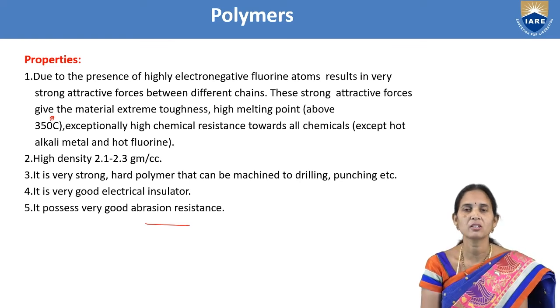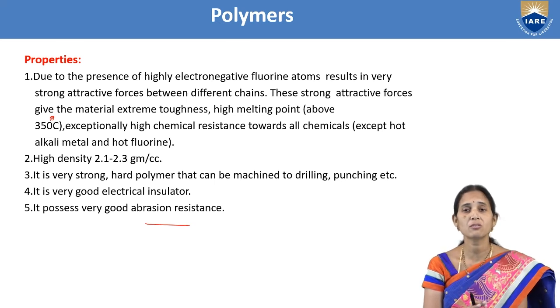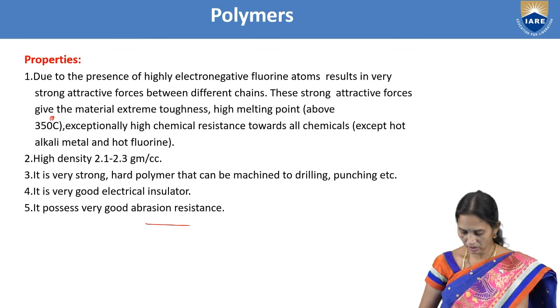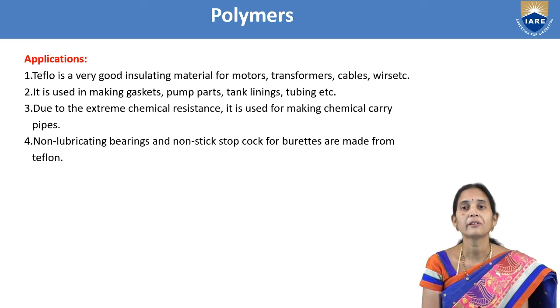So Teflon is a very tough material with high chemical resistance and a high density of 2.1 to 2.3 grams per cubic centimeter. It is a strong, hard polymer that can be machined, drilled and punched. It is a very good electrical insulator with very good abrasion resistance. The applications: Teflon is a very good insulating material, so it is used for motors, transformers, cables and wires.